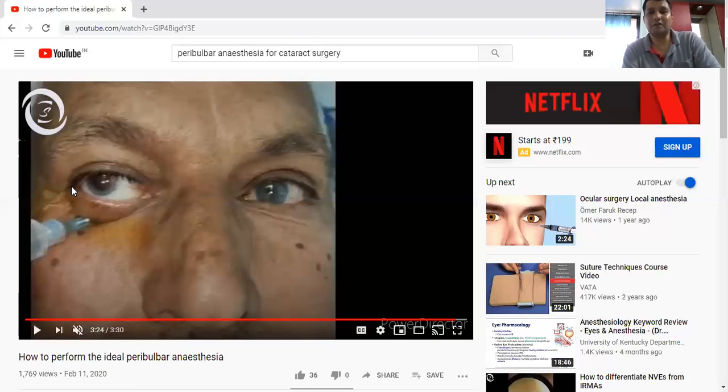The second complication is perforation of the globe. I have already told you that we have to go away from the globe. We have to go parallel to the orbital floor and orbital roof, means the orbit, when we are giving blocks. But sometimes, especially in patients whose eyes are big, like in myopes, there is a risk of perforation. If there is perforation, there will be sudden hypotony, means the intraocular pressure will be reduced, and the patient also has pain, and the fundal glow might get obscured. If we recognize the signs of perforation, then we have to manage it accordingly. So that is the second complication of peribulbar block.